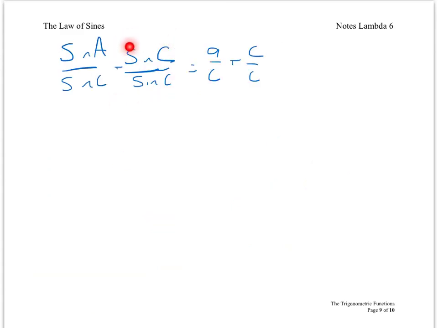So once again, I changed the 1 to sine of C over sine of C. Anything divided by itself is 1. I changed this 1 over here to C over C. Anything divided by itself is 1. On the left, it gives me common denominators. On the right, I get common denominators. So this is the substitution property of equality for real numbers. I replaced the 1 with something that was equal to it.